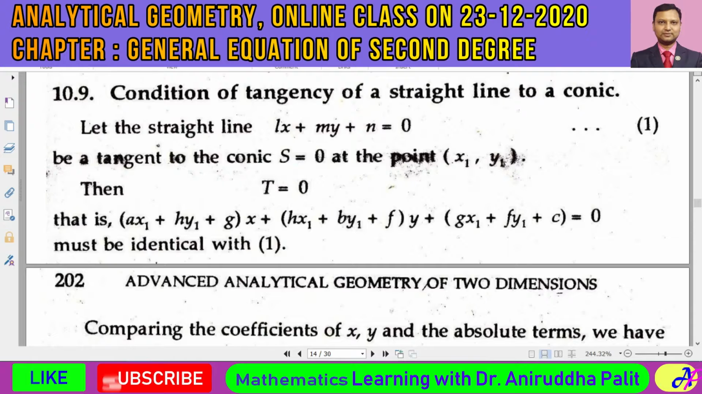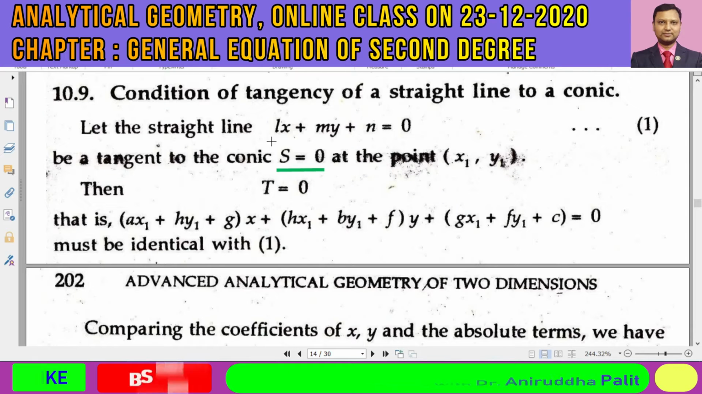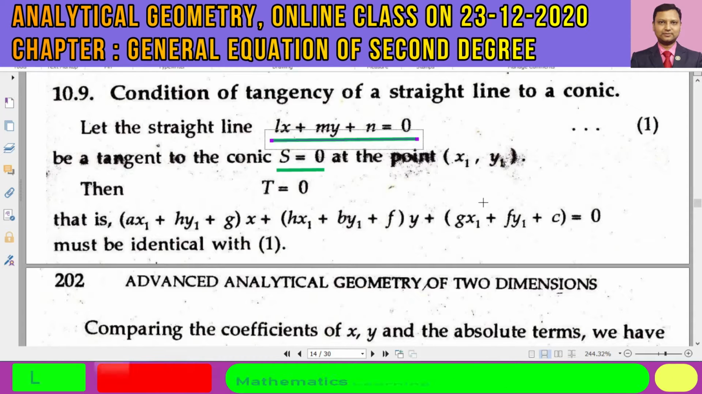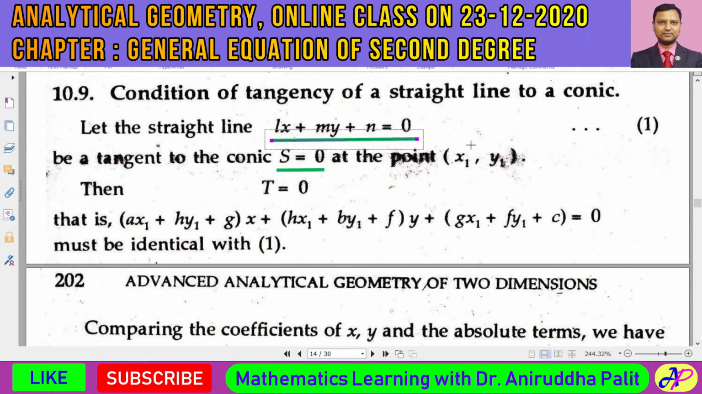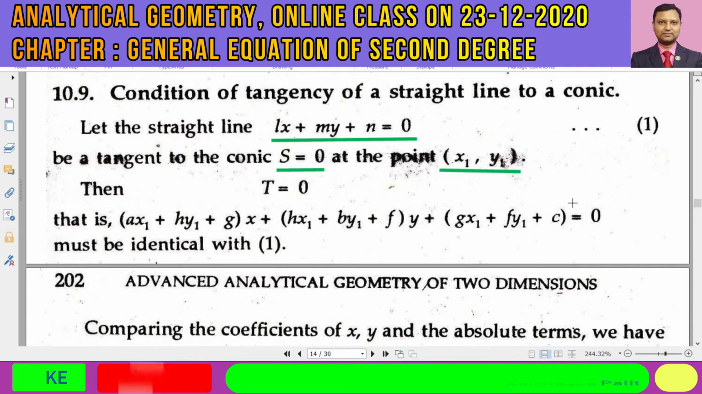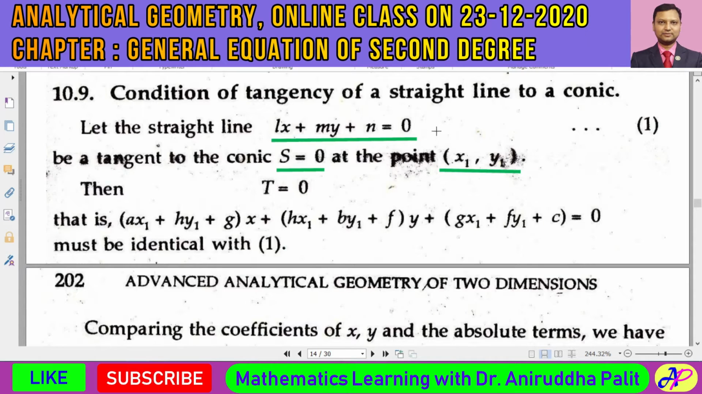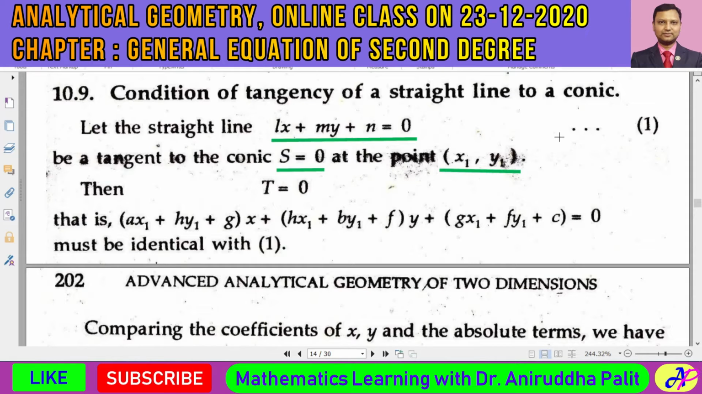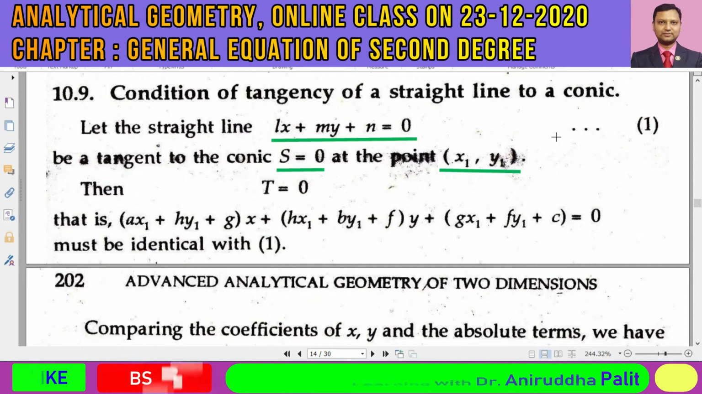Suppose we are given a conic S equals 0 and a straight line lx plus my plus n equals 0. And it is given that this straight line becomes tangent to the conic S equals 0 at the point x1, y1. Now, what conditions should be satisfied so that this equation, say equation number 1, the straight line lx plus my plus n equals 0, becomes a tangent to the conic S equals 0?